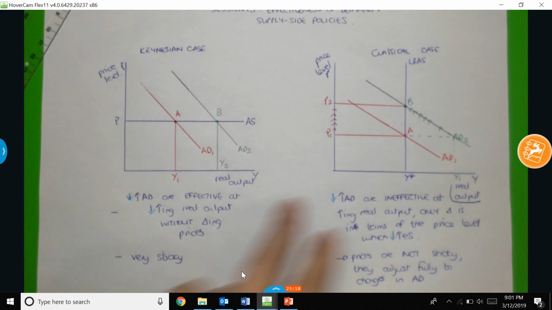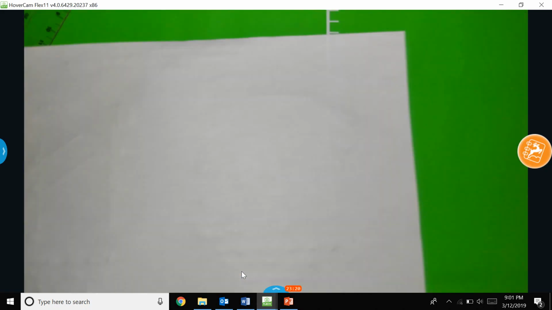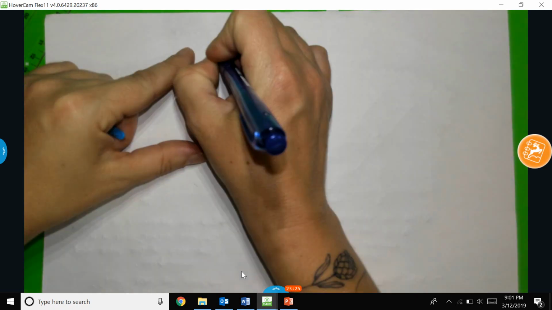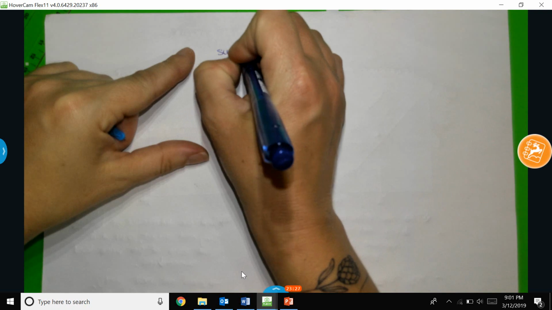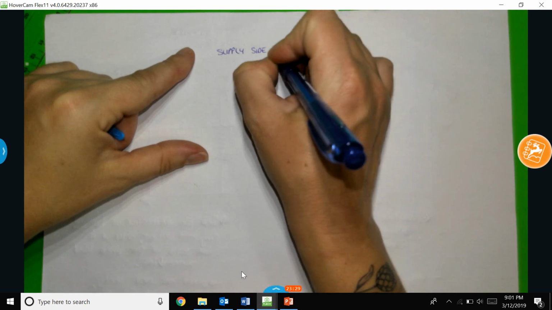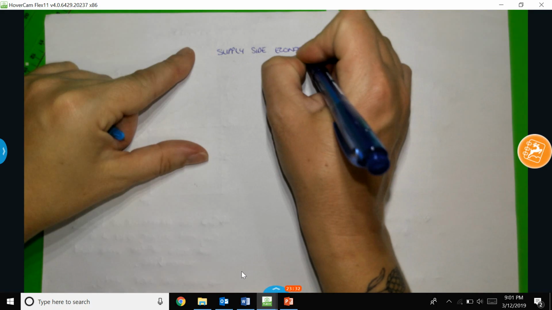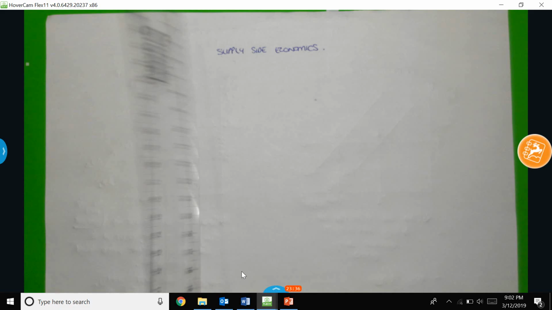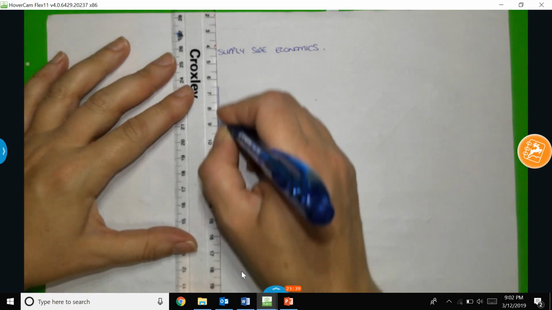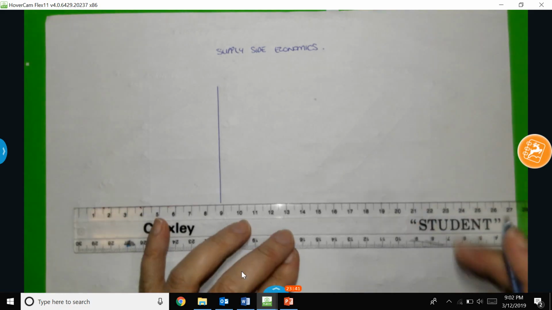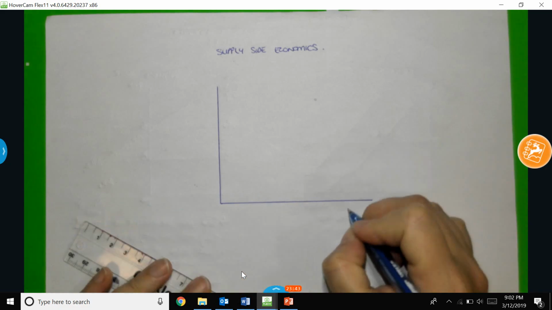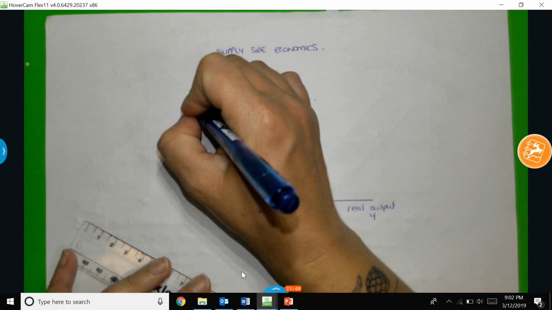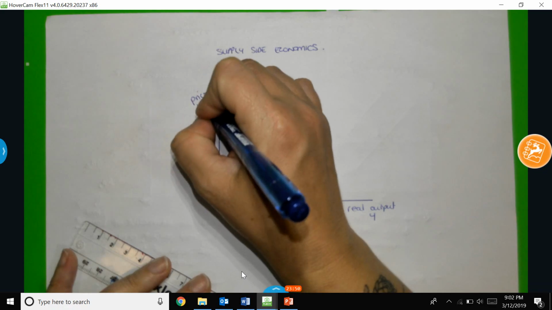Let's do that, and let's flip this page over. So what I'm specifically looking at here is supply-side economics, and I'll also use the example of tax cuts. So what I want to do is draw in my axes. Remember, it's real output on the horizontal axis and the price level on the vertical axis.